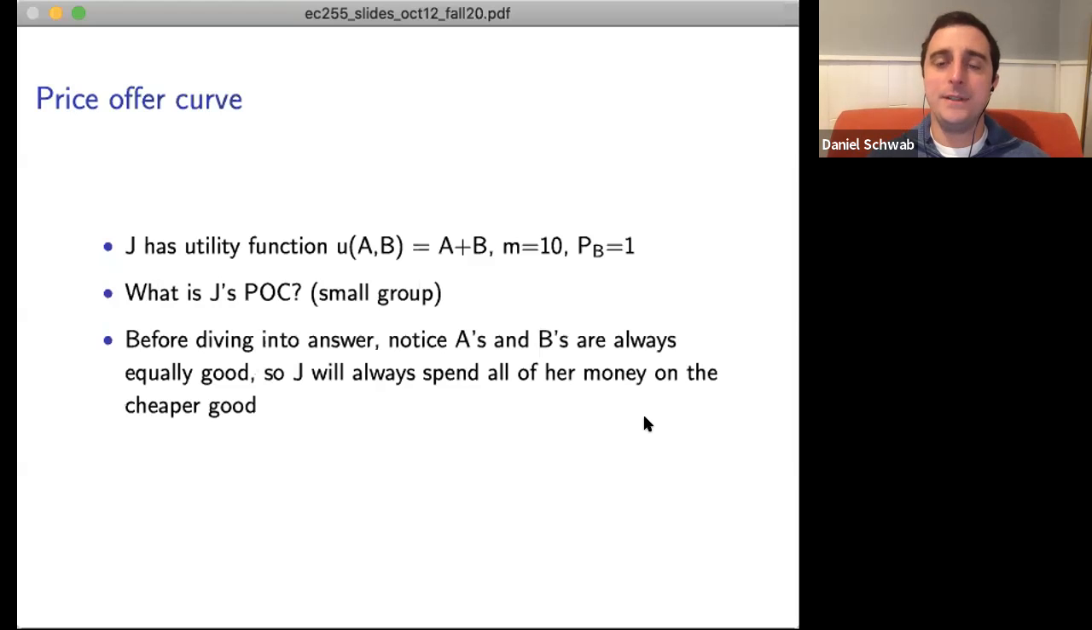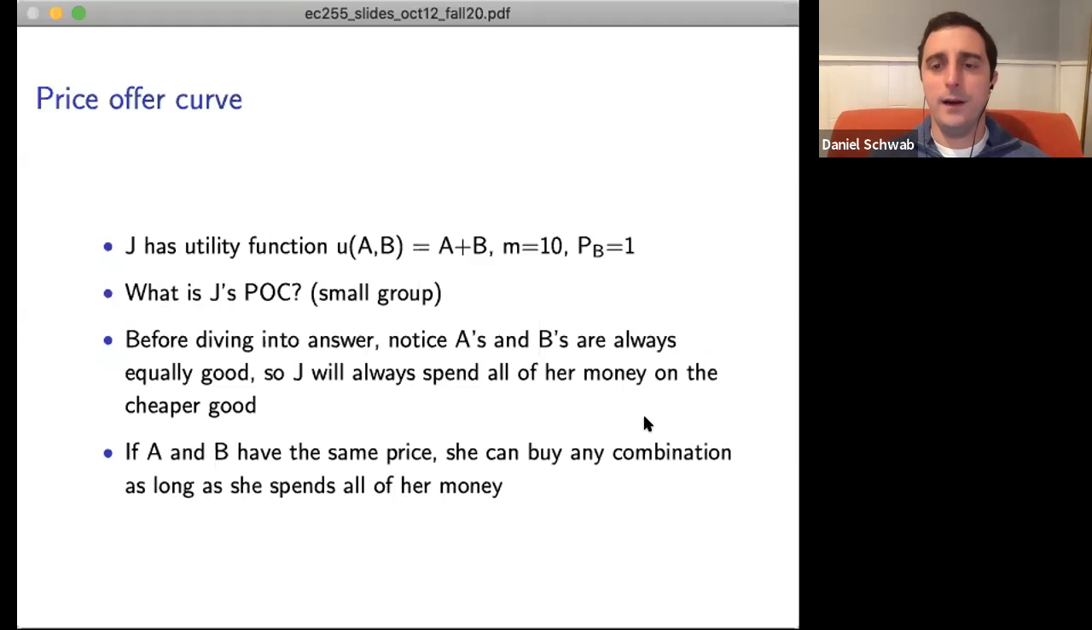So notice that apples and bananas are always equally good. And so something that's really useful for our answer is that that means that Jay will always just spend all of her money on whichever good is cheaper. Right? Imagine going into a store, you would think Coke and Pepsi are identically desirable, and one of them costs 5 cents less. Like, great, just give me all of the one that costs 5 cents less. I'm not going to buy a mix. There's no point in buying a mix. I just always want the one that's cheaper, and I'll spend all my money on the one that's cheaper.